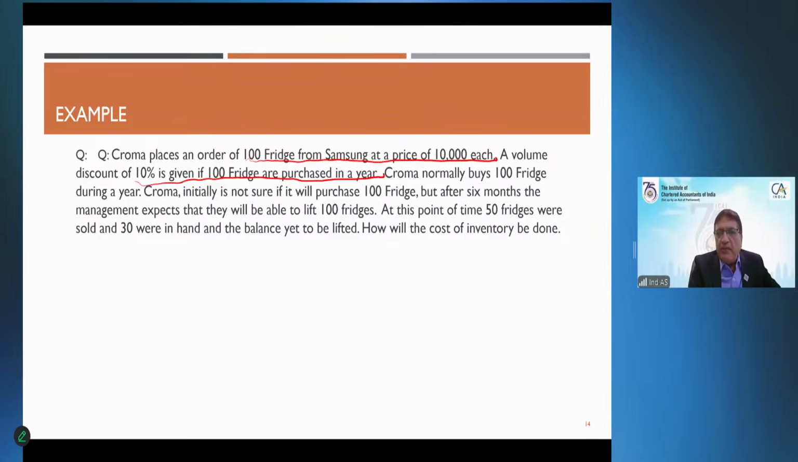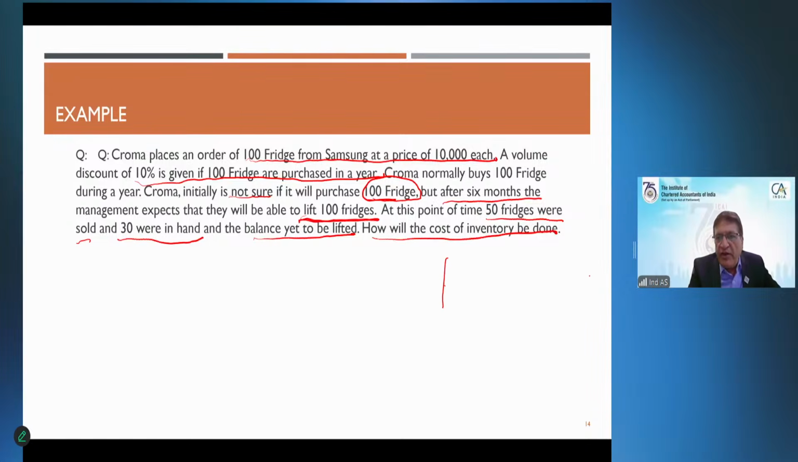Chroma, in one particular year, is not sure that it will purchase 100 fridges because of the cost or maybe market conditions. But after 6 months, the management expects that they will be able to uplift 100 fridges. At this point of time, 50 fridges were sold and 30 were in hand and the balance are yet to be lifted. How will the cost of inventory be done?